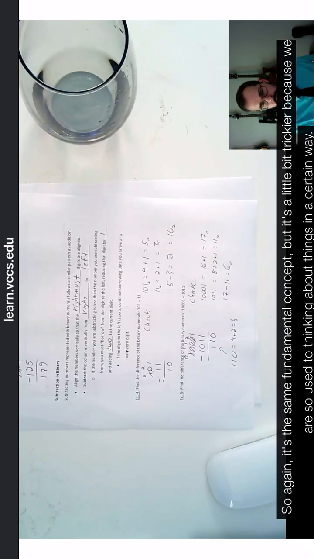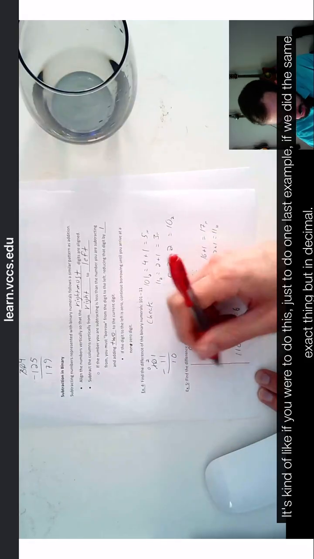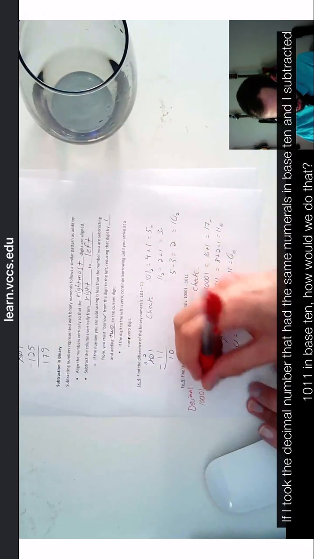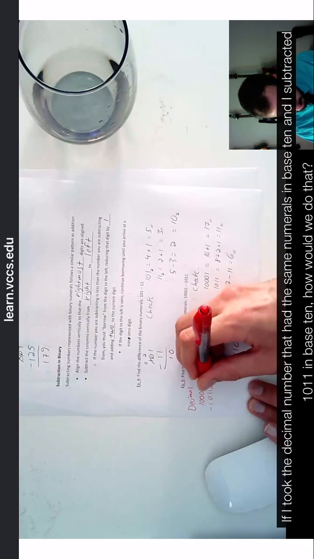So again, it's the same fundamental concept, but it's a little bit trickier because we are so used to thinking about things in a certain way. It's kind of like, just to do one last example, if we did the same exact thing but in decimal, if I took the decimal number that had the same numerals in base 10, and I subtracted 1011 in base 10, how would we do that?